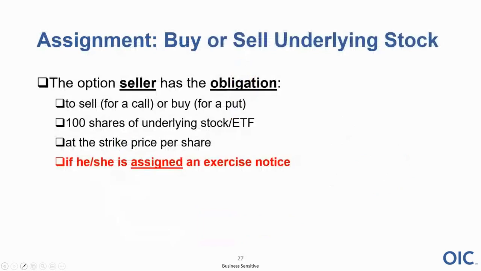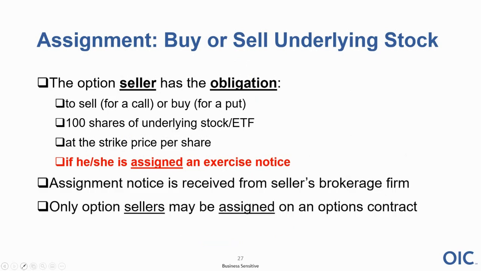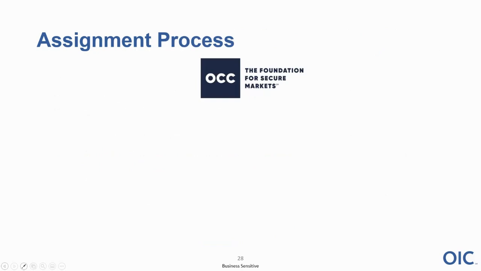Now, the flip side to that is assignment. Assignment is the process by which the seller fulfills their obligation. Remember, the seller of a call is obligated to sell stock at the strike price. The seller of a put is obligated to buy stock at that strike price if they are assigned an exercise notice. They'll receive that notice from their firm. Only sellers get assigned.